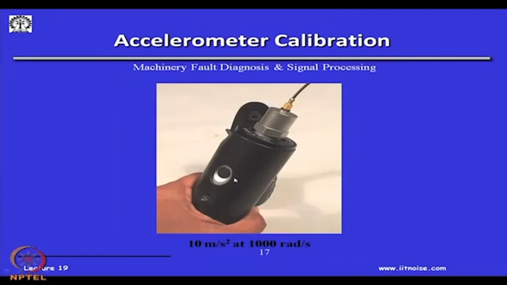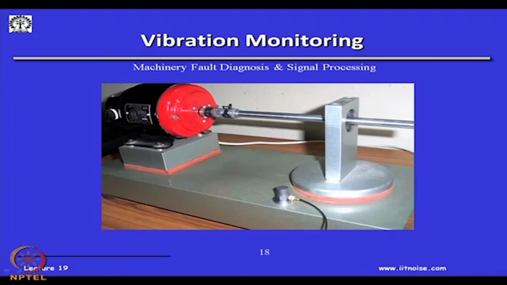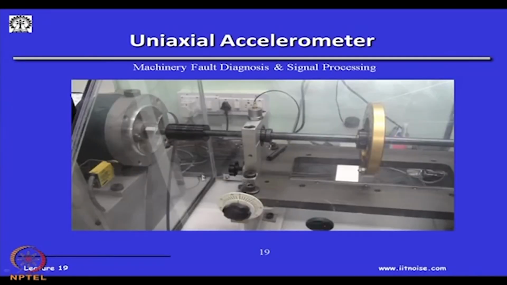And then accelerometers always need to be calibrated. So, this is the handheld calibrator, wherein you can give a known level of 10 meters per second square at 1000 radians per second, and then you will see the acceleration values. Whatever voltage it gives, you will know that it corresponds to 10 meters per second square of acceleration. And here we are measuring the vibration in a test rig using a magnet. And this is another test rig wherein we have put a uniaxial accelerometer and that special cable.